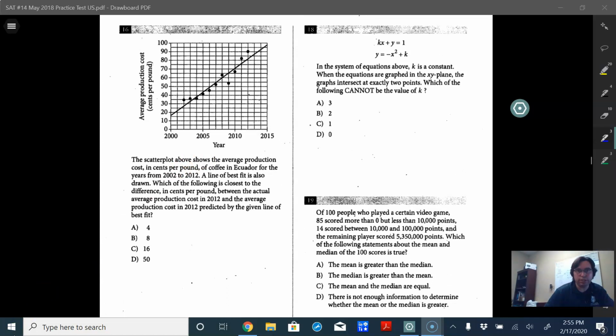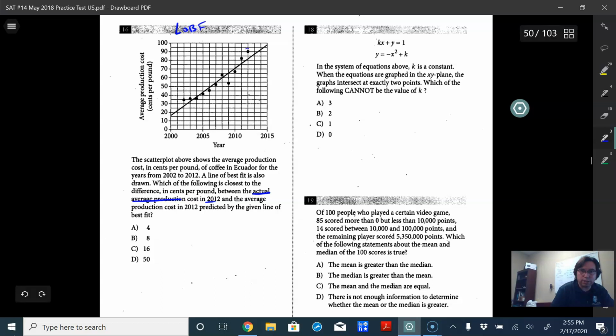Okay, number 16 here. What we can understand about this is that we're looking at a scatter plot or line of best fit, remember? And so this one is asking us, as a line of best fit is also drawn, which of the following is closest to the difference in cents per pound between the actual average production cost in 2012? And so we see average production cost, and we see 2012, so that's 2010, 2011, 2012 here.